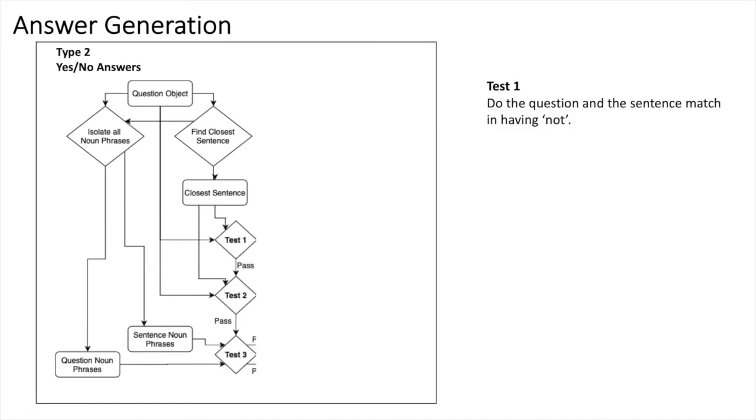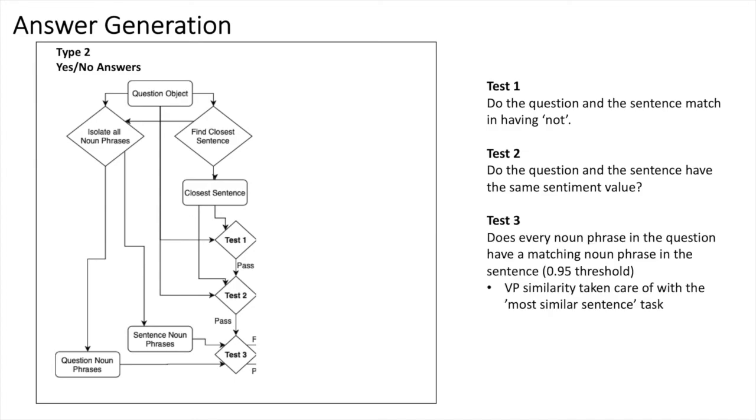The first test checks whether both the question and the sentence match in having not. The second test is, do they both have the same sentiment? The third and final test checks that all parts of the question match all parts of the sentence. This is to guard against Frankenstein sentences such as those generated by our type 4 questions. So we check that each noun phrase in the question has a noun phrase in the sentence which it matches to with a similarity of greater than 0.95. Verb phrases make up most of the sentence itself and thus are handled in the sentence similarity check.